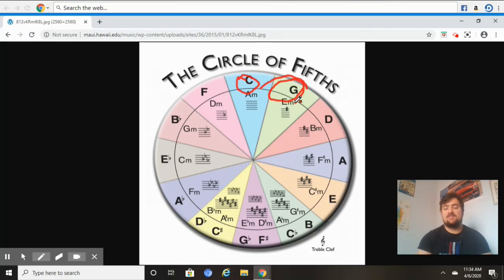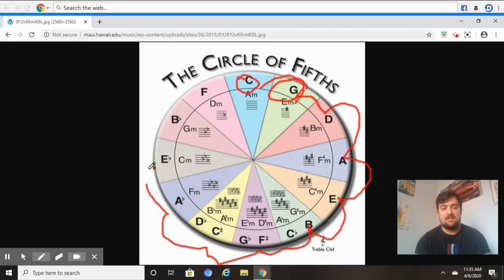So that's the fifth. Now, what happens if you go a fifth from there? You go a fifth from there, G, A, B, C, and D, which is over here. This is a D. And then you go a fifth up from there, and you get A, and then E, and then B, then F sharp, C sharp, A flat, E flat, B flat, F, then back all the way through, right? So that's basically what the circle of fifths is.